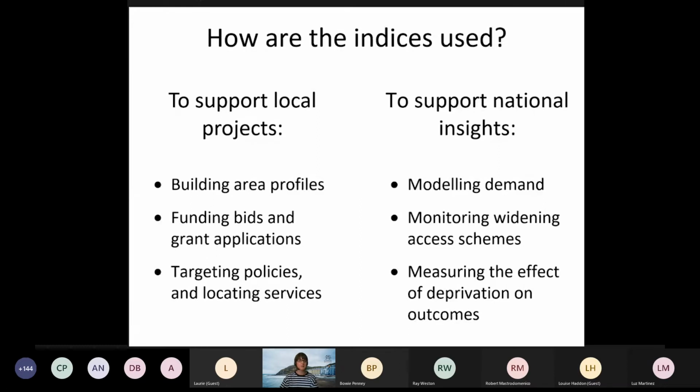But in terms of informing national insights, the indices are used to model likely demands on services such as the police force, and to monitor the success of widening access schemes in higher education, for example. One of the most common uses, though, is to combine the ranks with other data sets and explore the effect of area deprivation on outcomes. And if you move on to the next slide, I'll show you an example of what I mean.